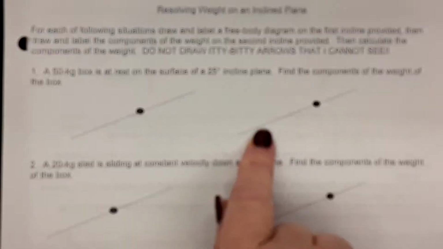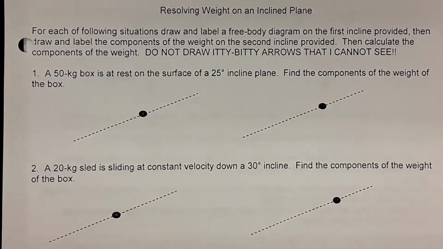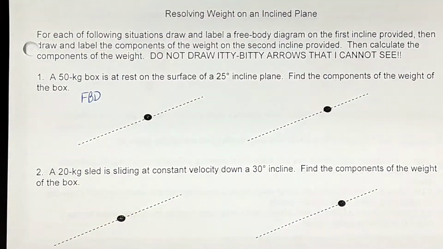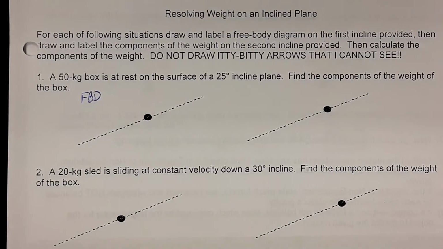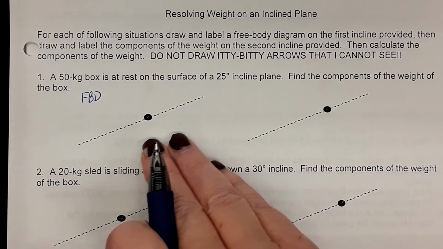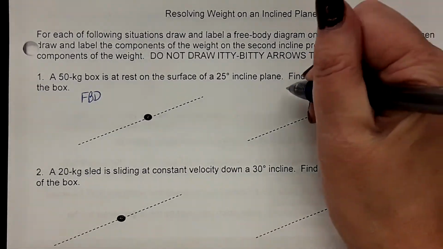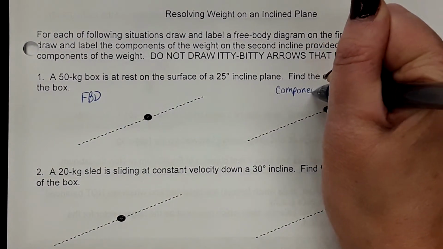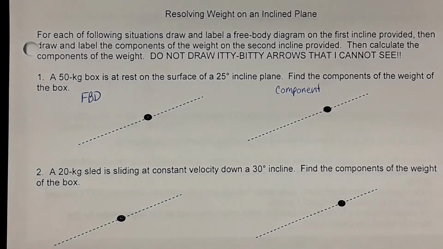That's why I have two inclines here. The first incline is going to be for the free body diagram, okay? The diagram that you're actually going to draw with the real forces acting on the box. Then the second diagram is going to be the component diagram, the components of the weight, okay? So that you get practice drawing them. So look at this first one.